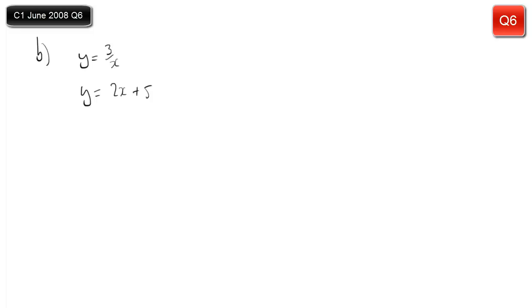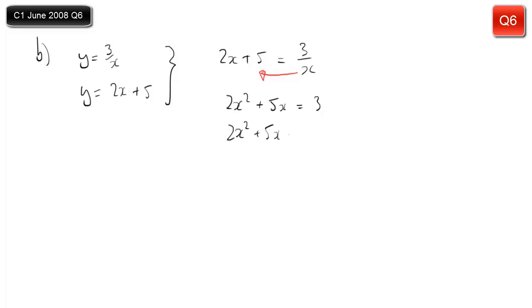And the easiest way, because these are both in the form y equals, is to equate them. So if we equate these two now, we get 2x plus 5 must equal 3 over x. We know that we're going to get a quadratic because we know that there's 2 solutions. It doesn't look like a quadratic now, but if we multiply through by the x to bring this up to the other side, then we're left with 2x squared plus 5x equals 3. 2x squared plus 5x minus 3 equals 0. Now that is an ordinary quadratic.